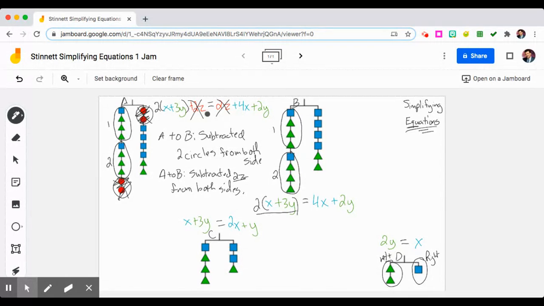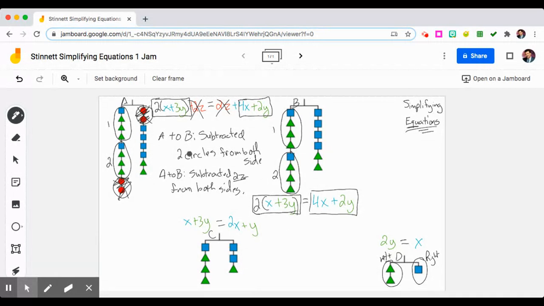We could do the same thing looking at our equation. We took away 2z from the left side. We took away 2z from the right side. And look at what we have left right here. The only thing left is 2 times x plus 3y. That's right here, represented by the x and 3 triangles in our diagram, 2 groups of them. And on the right side, all we have left is 4x plus 2y. Look right here. This is it. 4x plus 2y, and that's right here: 4 squares and 2 triangles. Same as this right here.